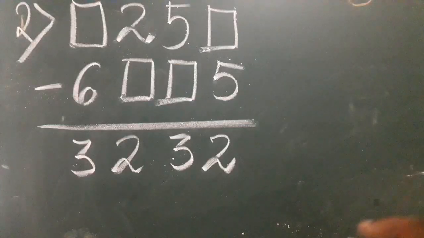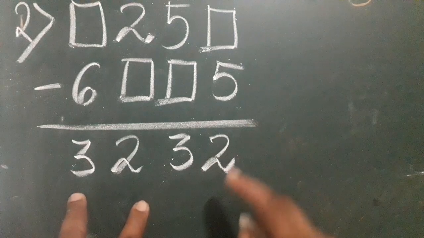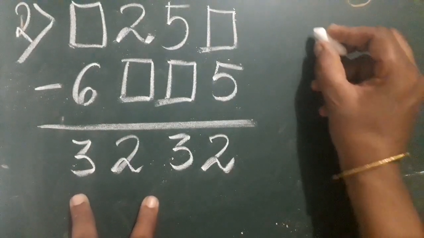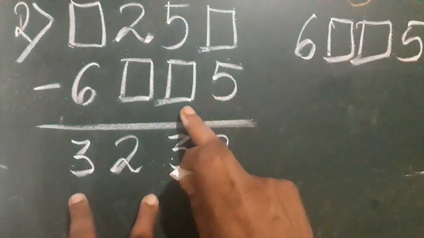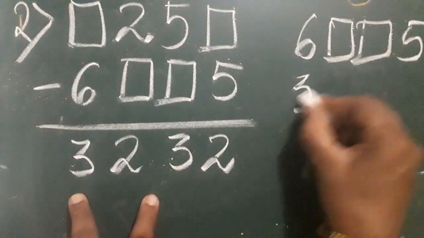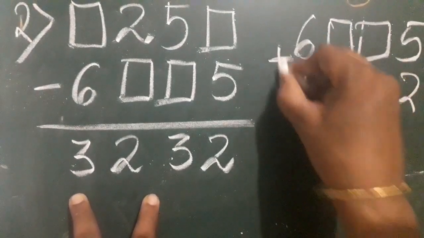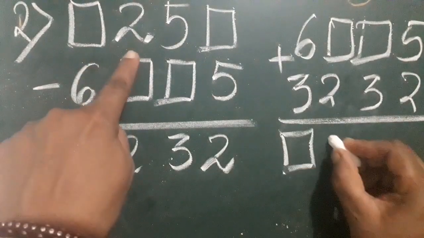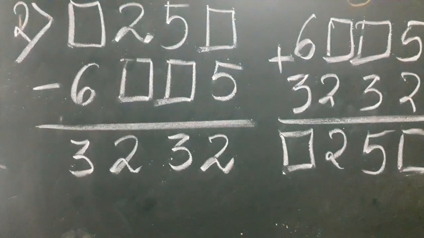Now see the second question. Here again I would add these two numbers in order to get this number. So here 6, box 5 and 3, 2, 3, 2. So when I add these two numbers, I should get this number, that is box 2, 5 and box, right? Now 5 plus 2 is 7.